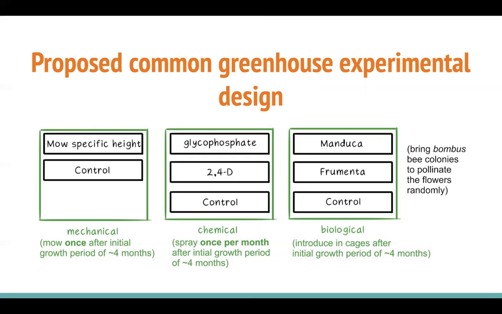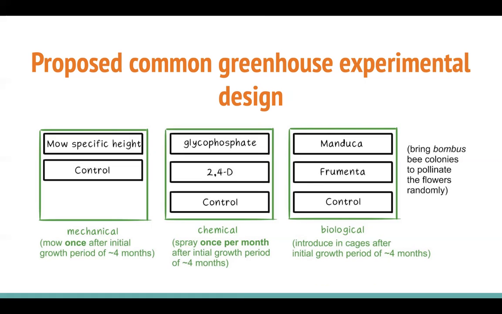For mechanical control, we'll use a specific mowing height. For chemical control, we'll apply 2 of the most commonly used herbicides, which are glyphosate and 2,4-D. For biological control, we will treat the plants with Manduca sexta and Frumenta nudinella. Plants will be randomly cross-pollinated with individuals of the same treatment once they flower, and we will do this by utilizing Bombus bee colonies to achieve the random pollination. Measurements of the fruit number, dry biomass, mortality rates, and ramet density will be taken after 8 months, and the results will be analyzed using a two-way ANOVA test to determine the significance of our findings.